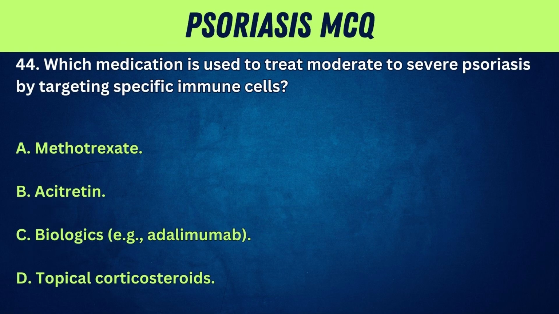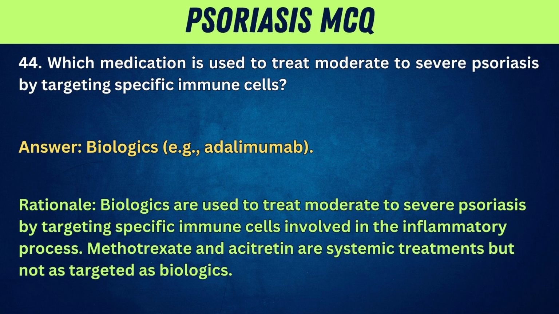of flare-ups. 44. Which medication is used to treat moderate to severe psoriasis by targeting specific immune cells? A. Methotrexate. B. Acitretin. C. Biologics, e.g., adalimumab. D. Topical corticosteroids. Answer: biologics, e.g., adalimumab. Rationale: biologics are used to treat moderate to severe psoriasis by targeting specific immune cells involved in the inflammatory process. Methotrexate and acitretin are systemic treatments, but not as targeted as biologics.